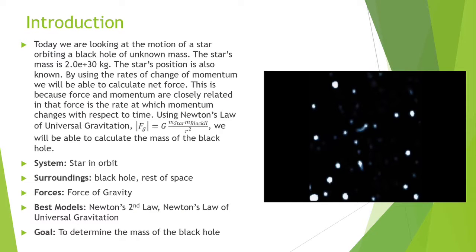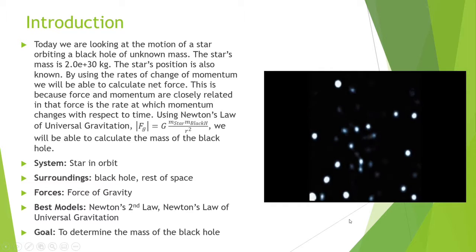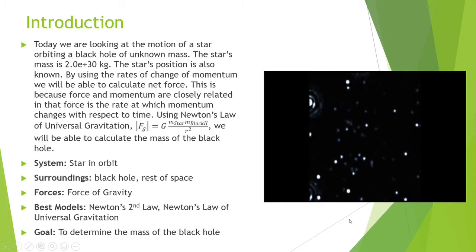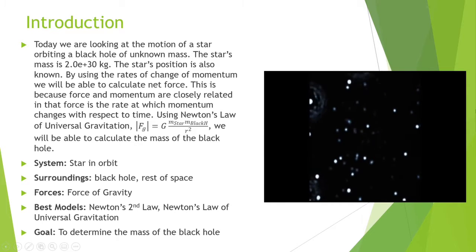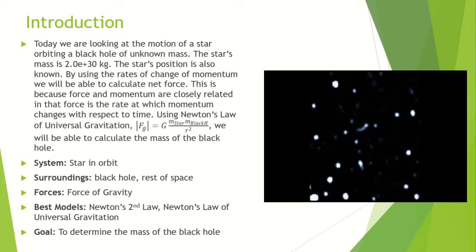In the lab, we are looking at the motion of a star orbiting a black hole of unknown mass, and seeing how well a computational model can predict the mass of the black hole. This is important because the computational model is the only way the mass of the black hole can be found, since it can't physically be measured. Therefore, it's important to study the motion of objects in conjunction with computational models for times like this.